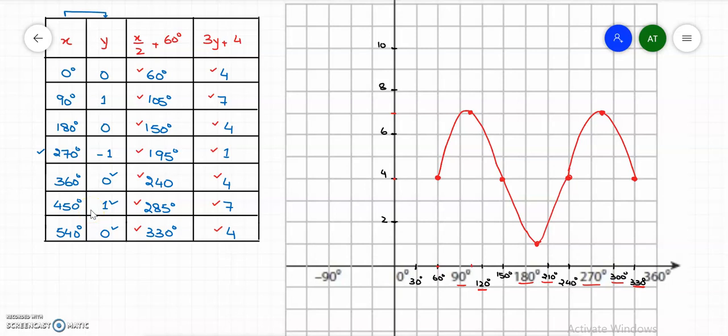I hope you understand how to graph the sine function by using transformations.